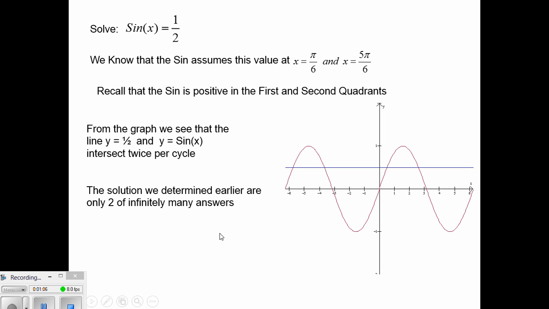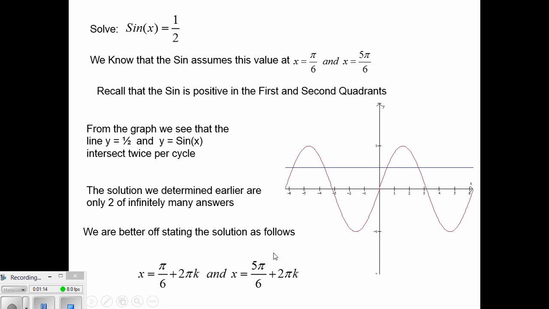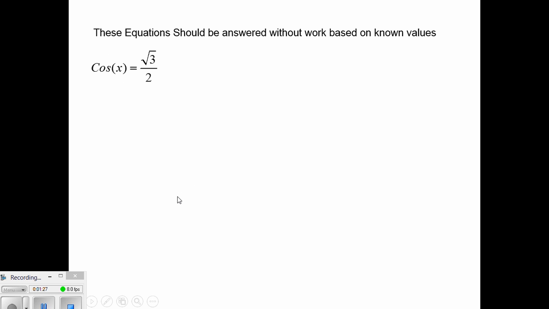To account for all the subsequent solutions, we have to account for the next cycle, which is adding 2 pi to this. So it is proper to say that the solutions to this equation are pi over 6 plus 2 pi k, 5 pi over 6 plus 2 pi k. That's accounting for all solutions. Let's take a look at a couple more.